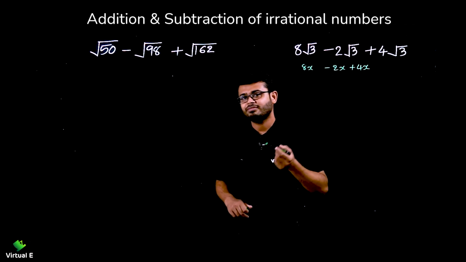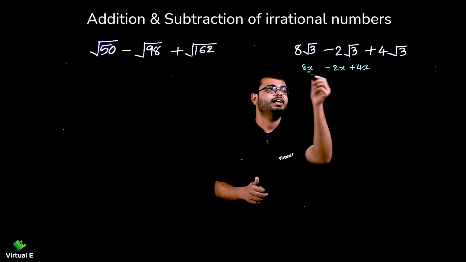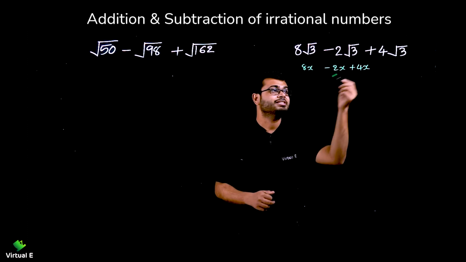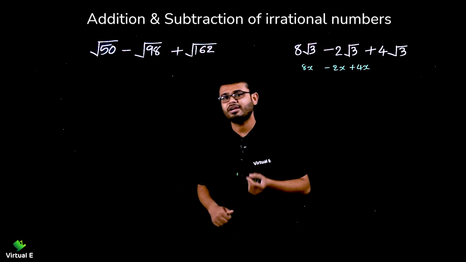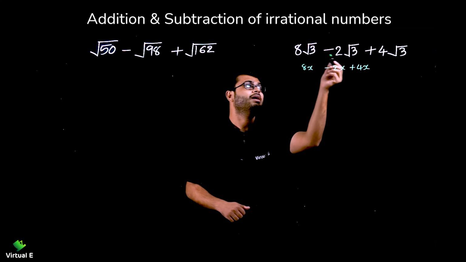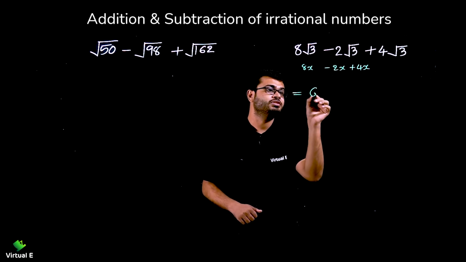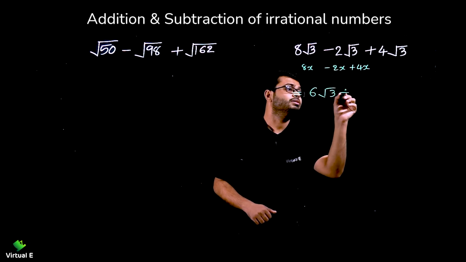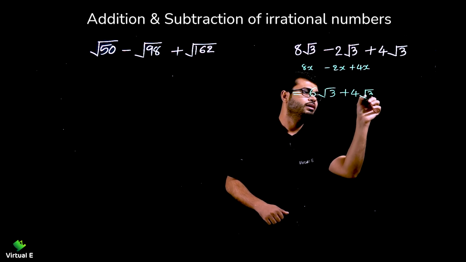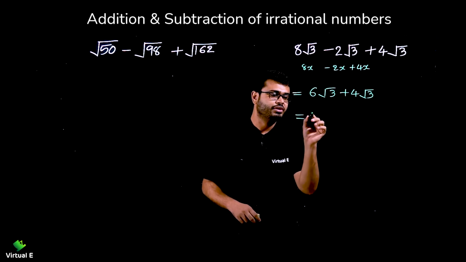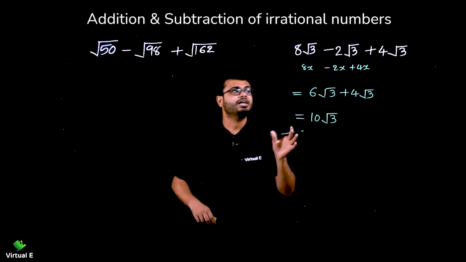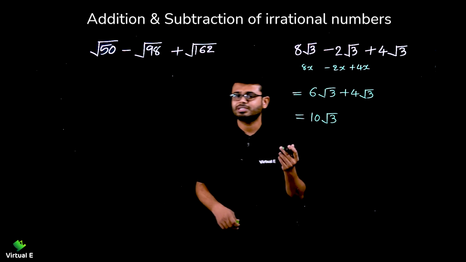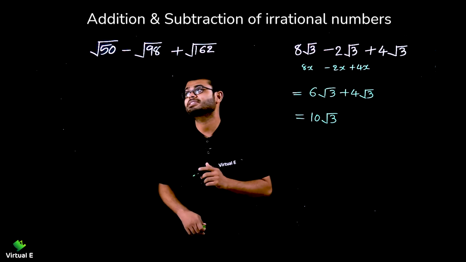So how were we solving this in algebra? Very simple. 8 minus 2, that is 6. 6 plus 4, that is 10. And x remains as it is. In the same manner, you need to solve over here. 8 minus 2, that is what? 6 root 3 plus 4 root 3. Done. Now 6 and 4 is going to give you what? 10 root 3. Very simple. This kind of question is possible for 1 mark, 2 marks, depends. Now let's discuss the second one.